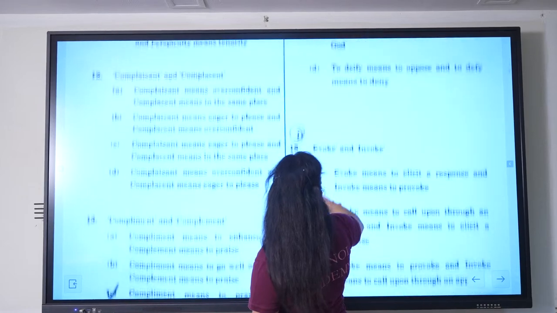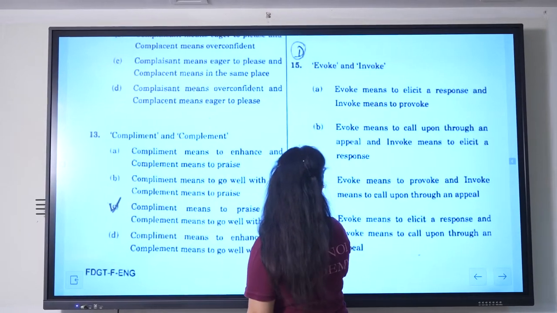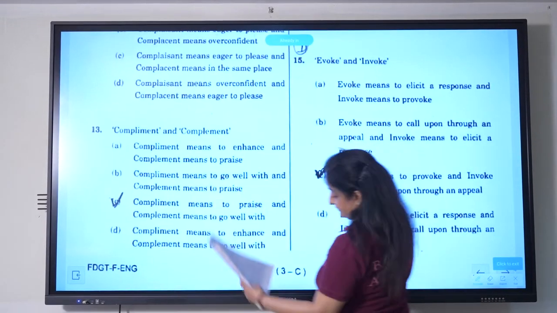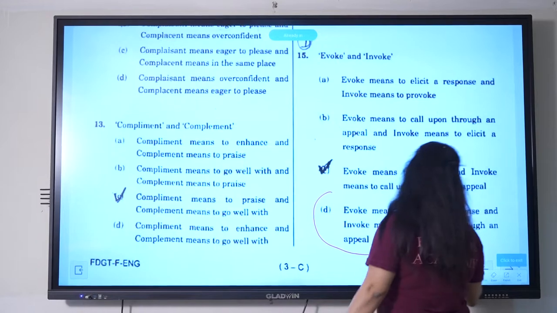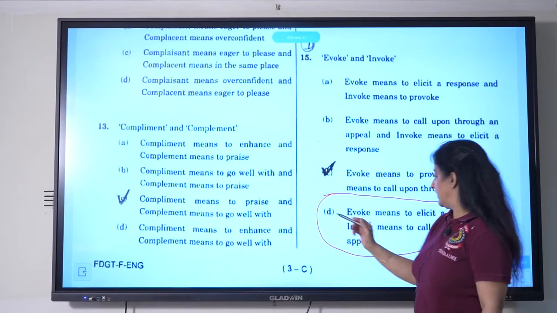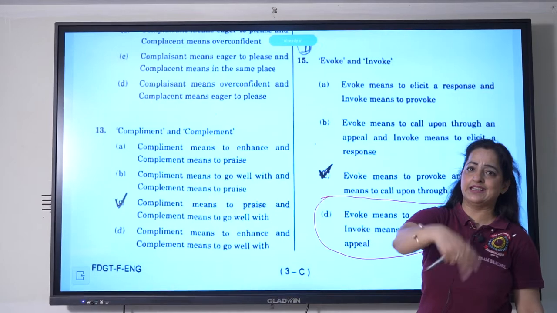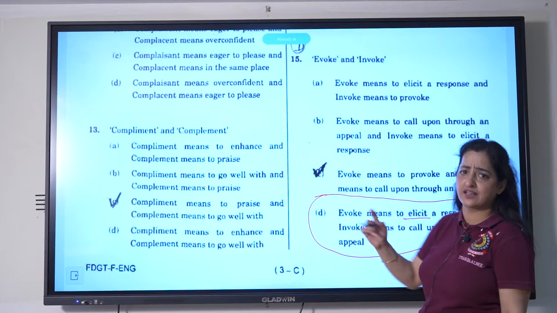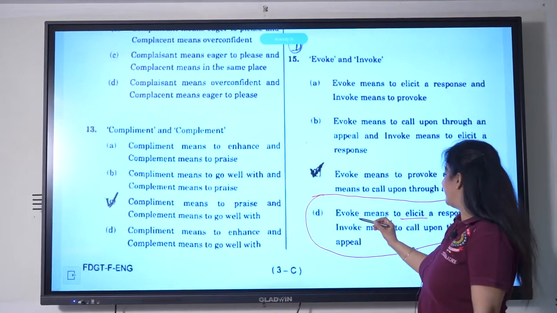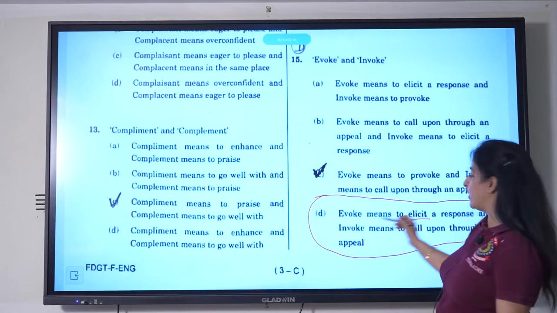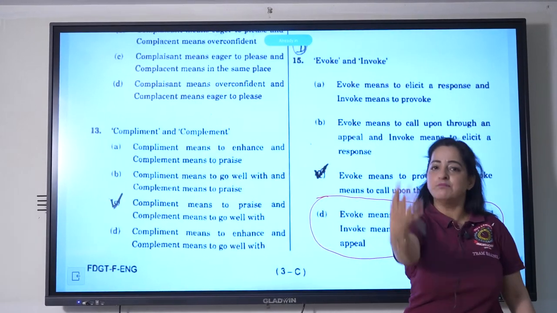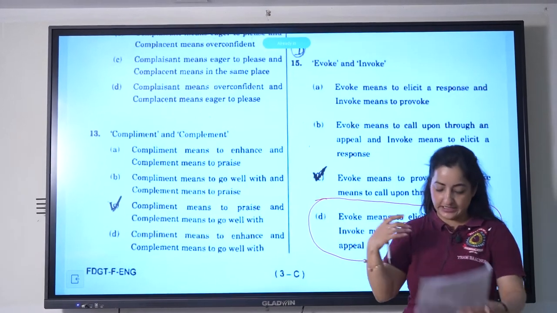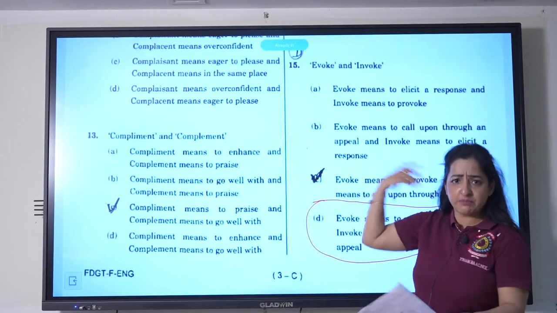I believe we should do question 15. Evoke and invoke, the correct answer is delta. This word elicit, you will see in some other question also, in the following questions. As of now, you can just take a mental note of it. Evoke means to elicit a response. Elicit a response means samne wale se ek response draw karna, nikalwana jaise, or even apne aap se jaise.